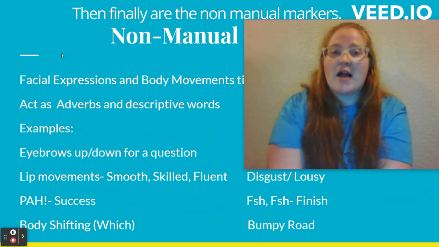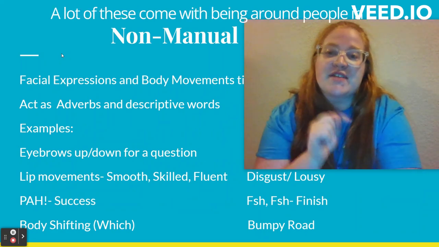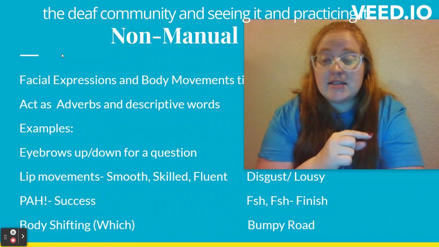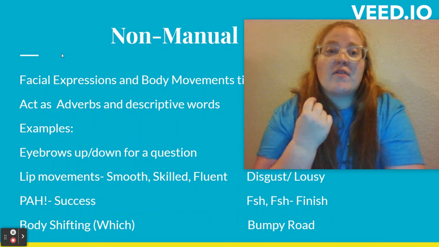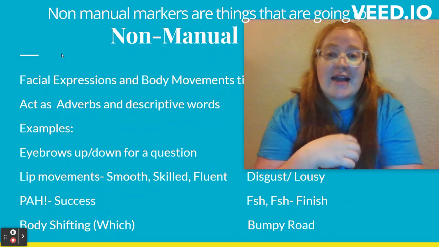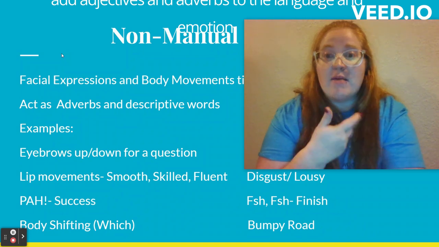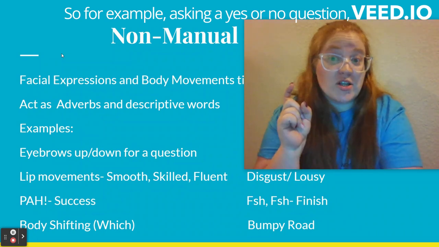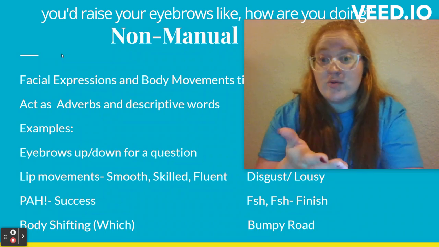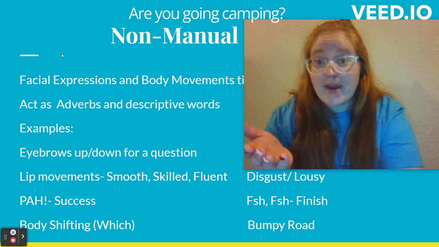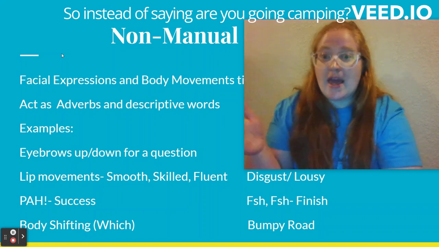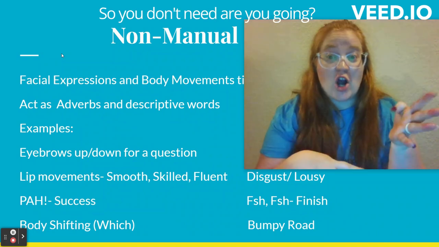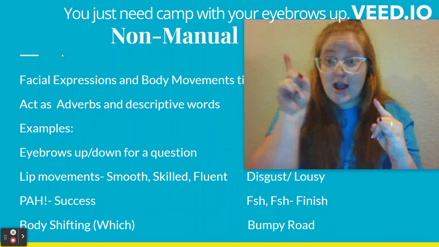And then finally are the non-manual markers. A lot of these come with being around people in the deaf community and seeing it and practicing it. Non-manual markers are things that add adjectives and adverbs to the language, and emotion. So, for example, asking a yes or no question, you'd raise your eyebrows. Like, how are you doing? Are you going camping? So instead of saying, are you going camping, you would say camping with your eyebrows up. So you don't need are you going, you just need camp with your eyebrows up.